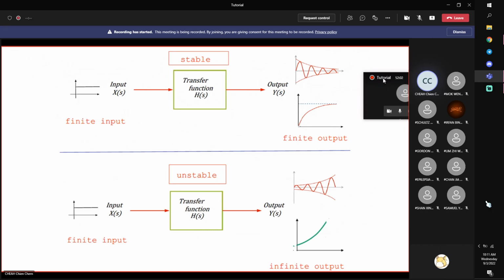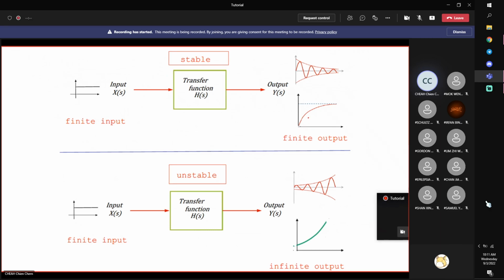Okay, and you have seen the three types of response. This is the underdamped response, right? Critical and overdamped are quite similar. It just means how slow they are, all right? So I just put two of them.